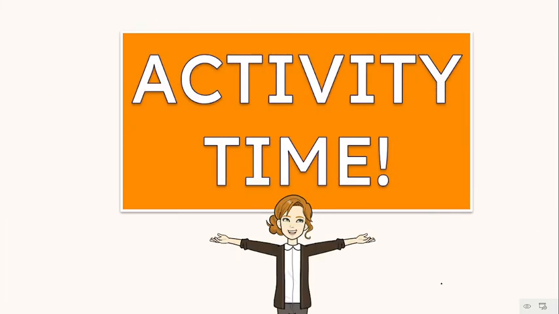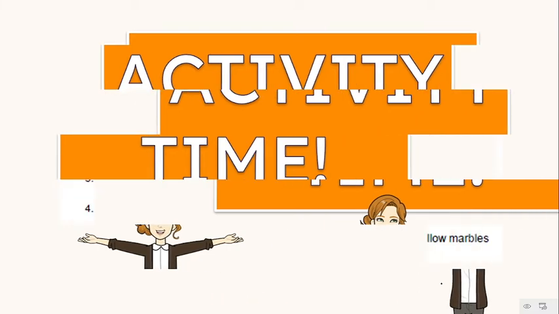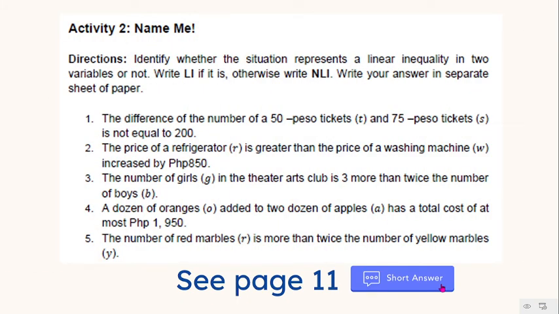So, it's activity time again. So, prepare nyo na yung paper nyo kung hindi nyo kayang magsagot online. So, this is what you're going to do. So, for activity 2, this is on page 11. The directions, identify whether the situation represents a linear inequality in two variables or not. Write LI if it is, otherwise write NLI. So, isusulat nyo lang LI kung linear inequality yung situation, or NLI kapag hindi.